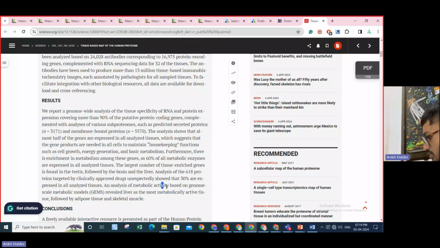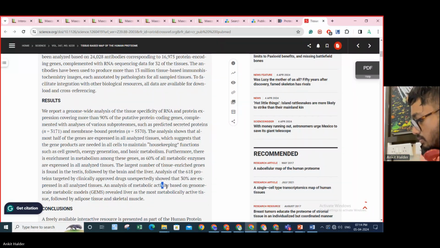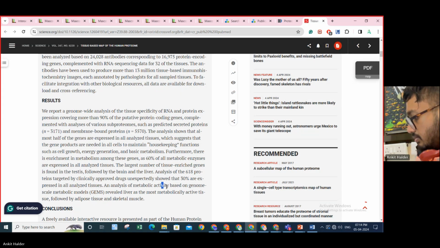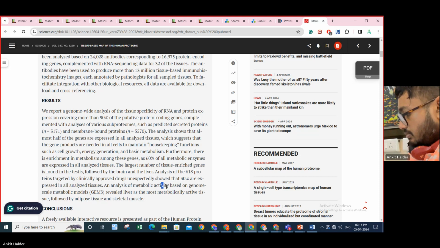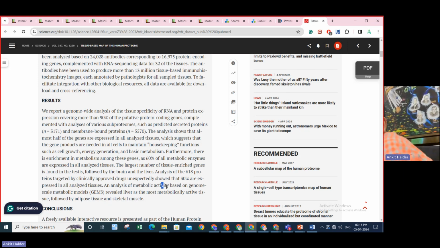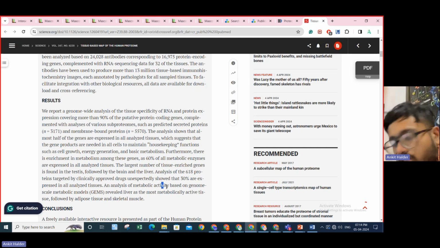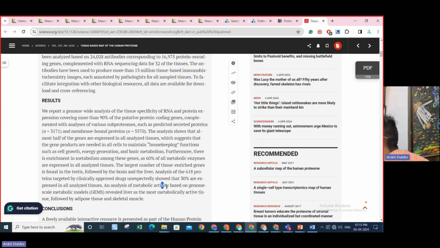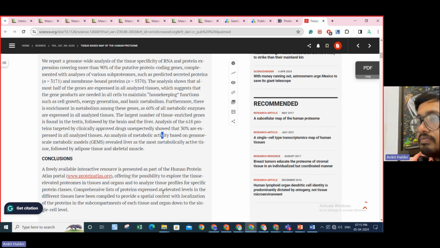So 30% of 618 is around 185 proteins expressed in all. So there will be off-target effects and those things, right?